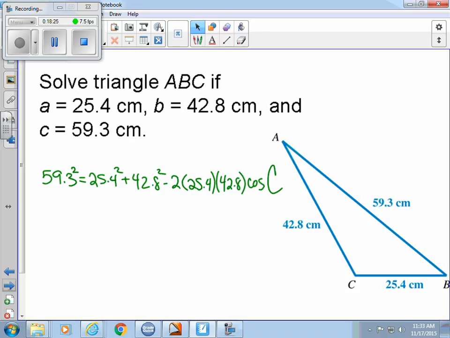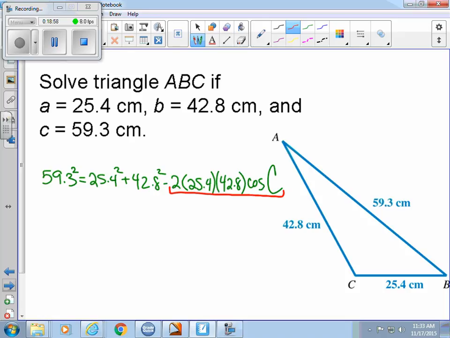I will tell you that this is, star this in your notes. This is not difficult, but very commonly messed up by students. The thing that students want to do is go ahead and combine all of this stuff together. Someone tell me why you can't do that. The part in the end is multiplied by cosine of C. So this piece right here, I can't touch it right now. I mean, I can multiply 2 times 25.4 times 42.8, but I can't do anything else. Does everyone understand what I mean by that?